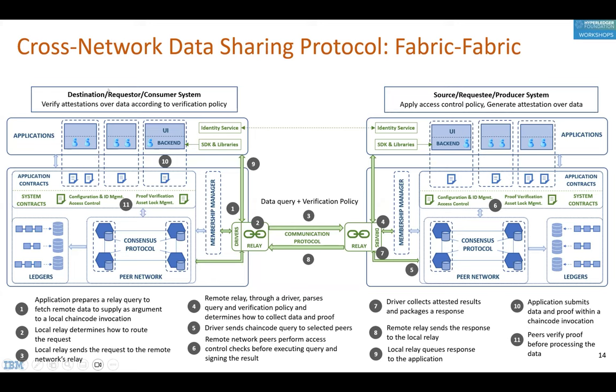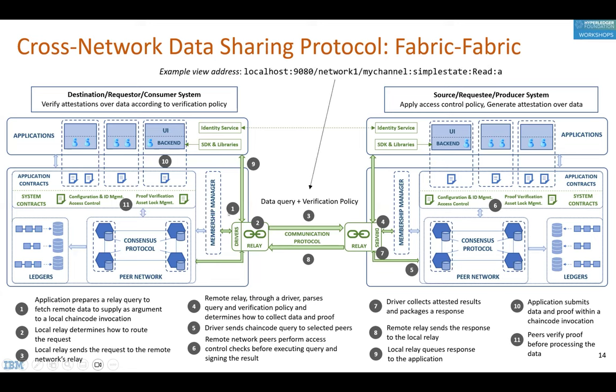So what do you have here? You have mirror images of two fabric networks, and at the borders of the networks lie the relays. Backing the relays lie the drivers. These are fabric drivers, by the way, in this case. And the relays can interact with each other using a standard communication protocol, and they can interact with their network via the drivers using other APIs that you find. Now, what's happening here is a client application needs to first send a trigger to a relay, to its own relay. So that's step one. You get a request for data.